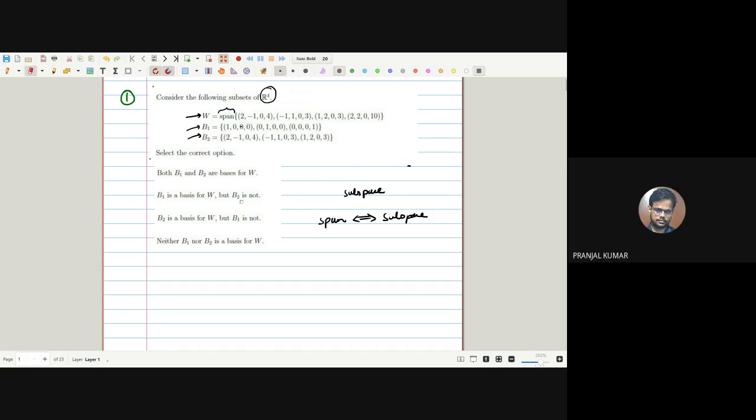So span is basically a subspace. Let's see the question. It's saying W is a subspace which is given to you. It is a span of this set. Now you have been given two more sets, B1 and B2. In both B1 and B2, there are three vectors each. Now you have to select the correct option. So both B1 and B2 are bases for W.